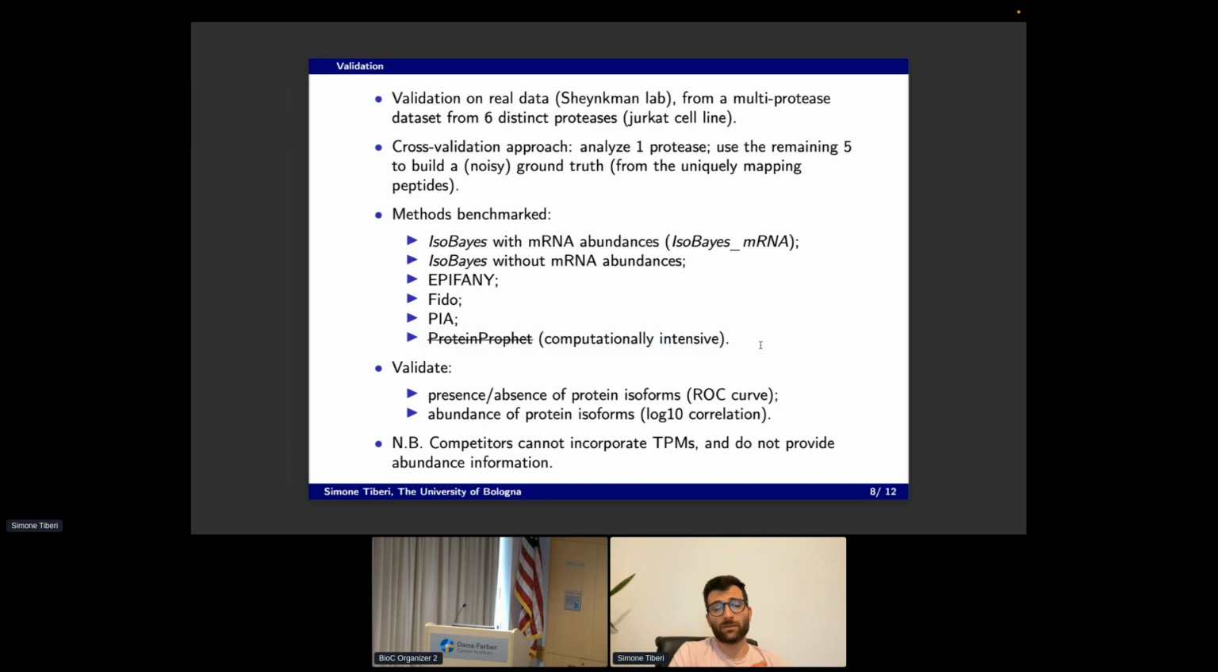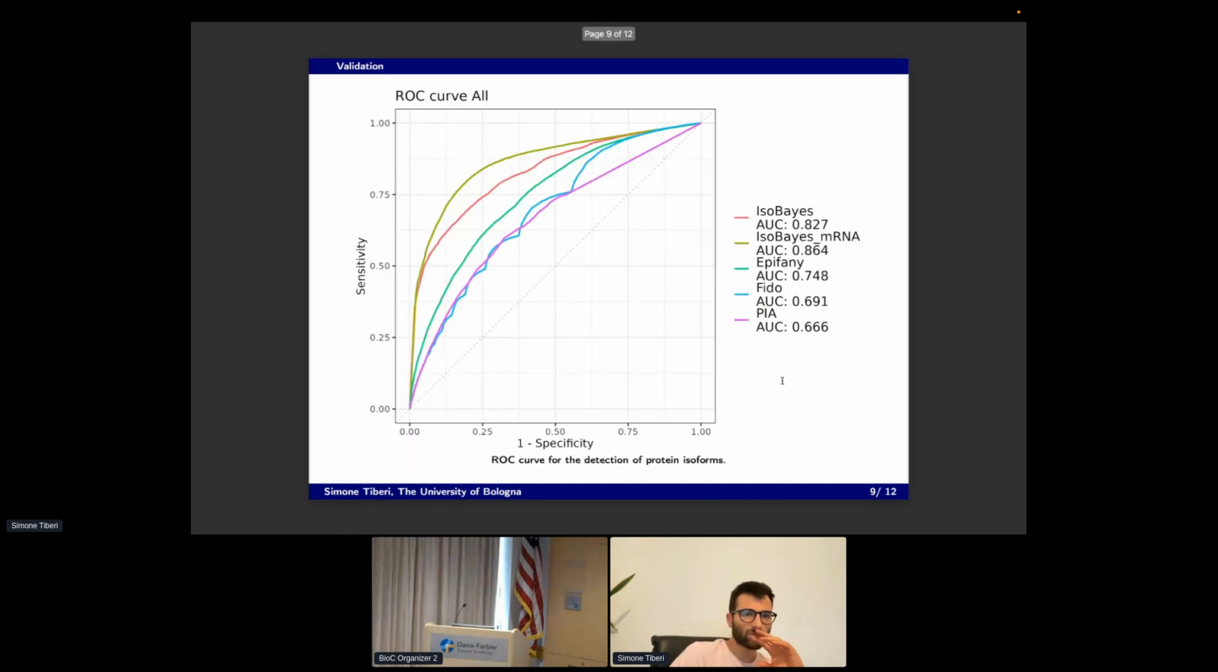So I said we validated. How do we do that? Well, for the presence and absence of isoforms, we make a ROC curve. It's quite smooth. For the abundance, we consider the correlation of the log 10 abundances. Just keep in mind that we don't fit these competitors with the TPMs because I found no way to incorporate the TPMs in those models. And also, we only compare them in the ROC curve because they don't provide abundance information. So they just don't tell you the abundance of the isoforms.